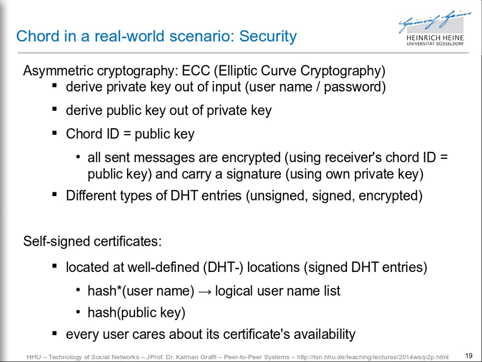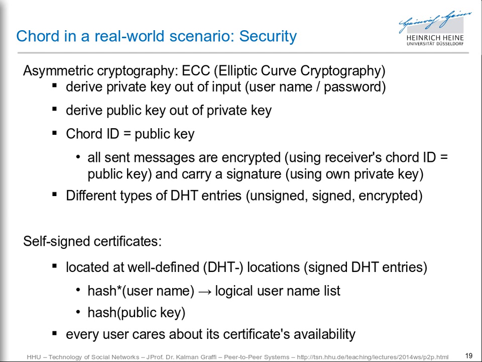Also, we have a few different types of DHT entries. We have three categories: the unsigned, the signed, and the encrypted. For example, we use encrypted DHT entries for saving contact lists and chat histories.